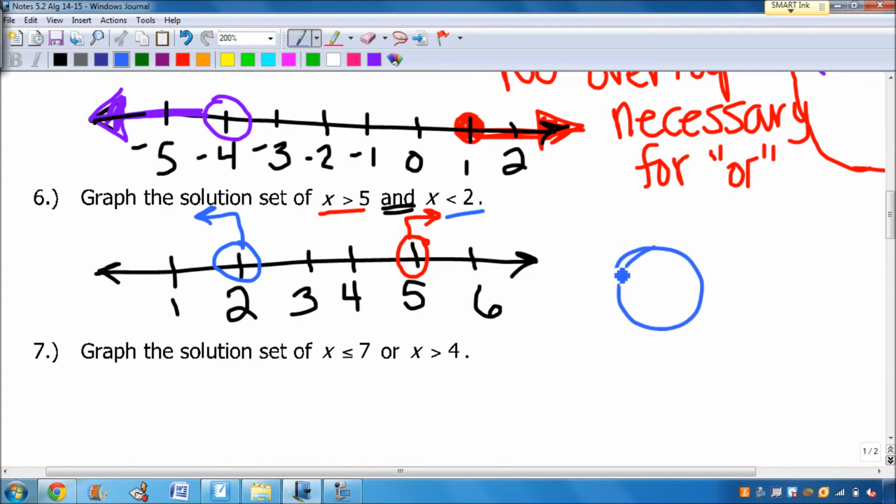Okay, so there's no possible answer because there's no way. Think about it logically. Can you find a number that's bigger than 5 and smaller than 2 at the same time? No way, it's impossible, okay? So now let's look at number 7.